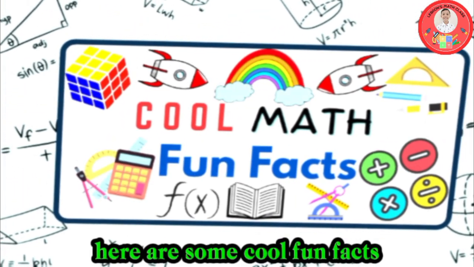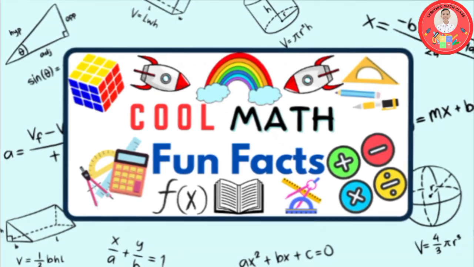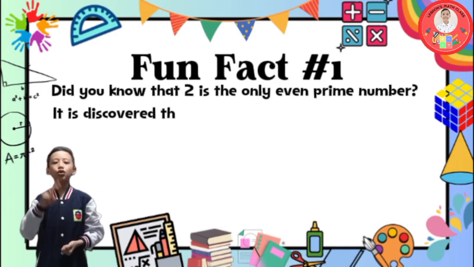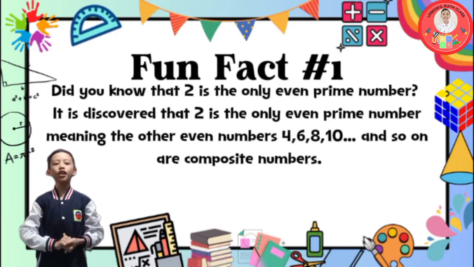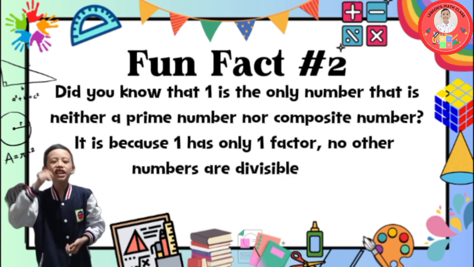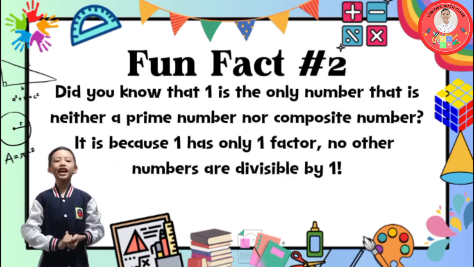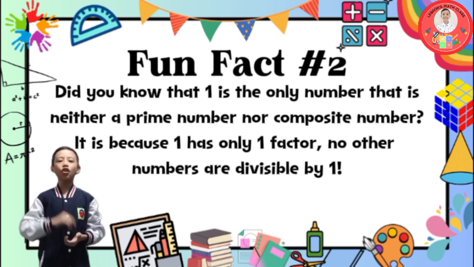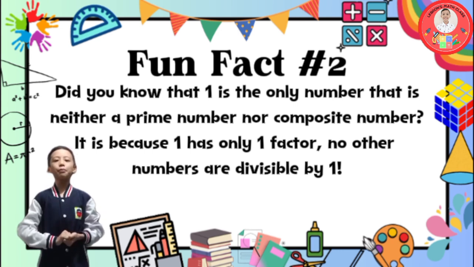Here are some cool fun facts. Did you know that 2 is the only even prime number? It is discovered that 2 is the only even prime number, meaning the other even numbers 4, 6, 8, 10, and so on are composite numbers. Did you know that 1 is the only number that is neither a prime number nor a composite number? It is because 1 has only one factor. No other numbers are divisible by 1.